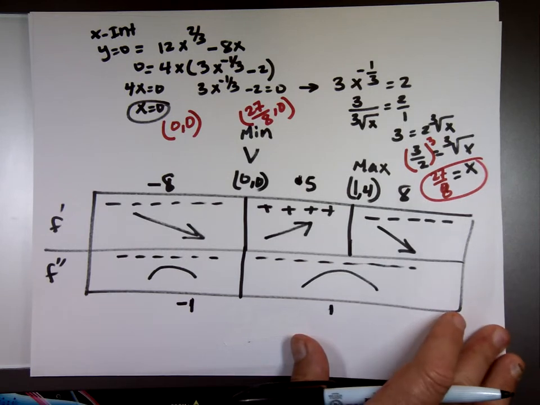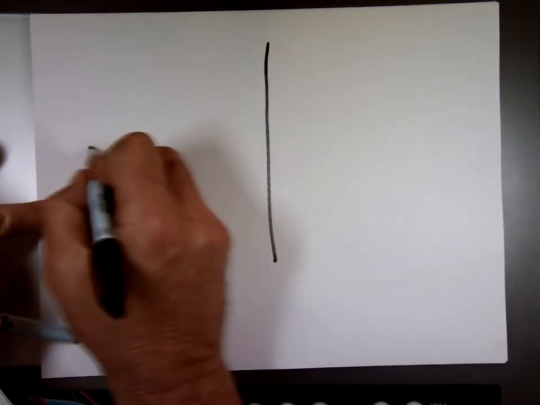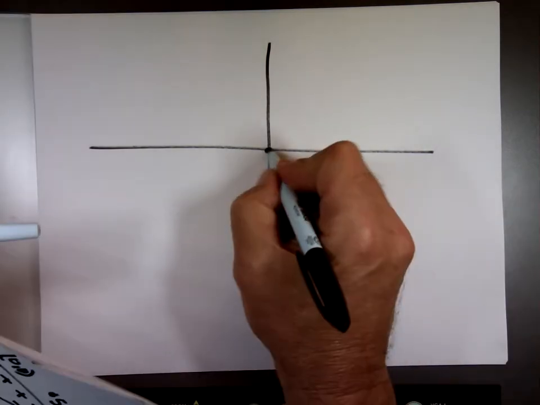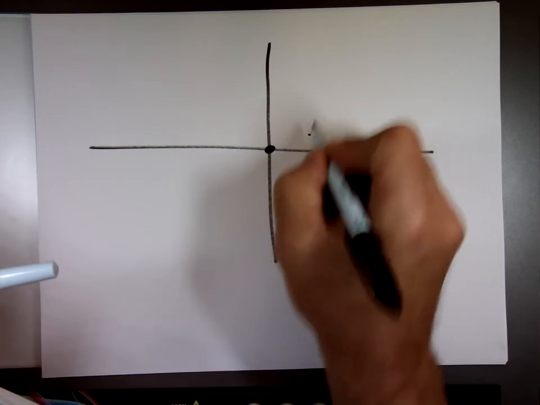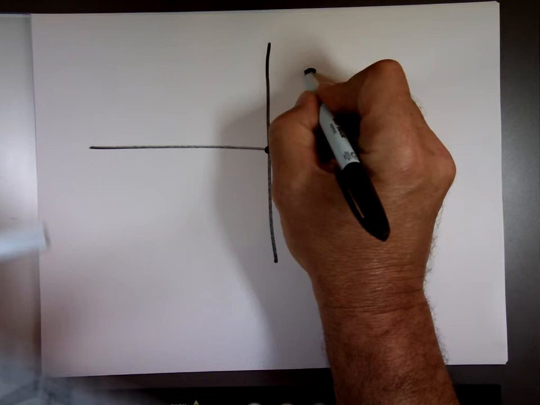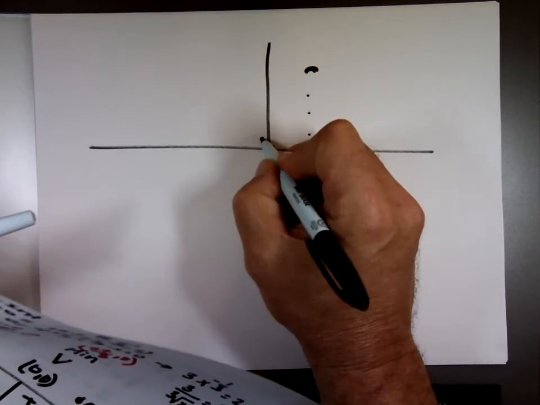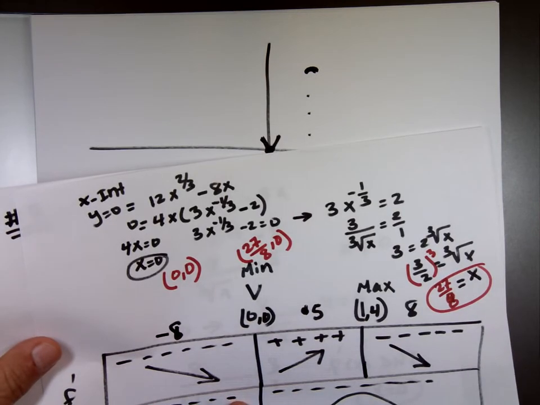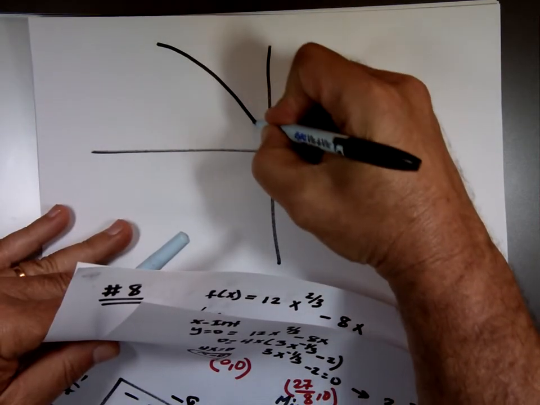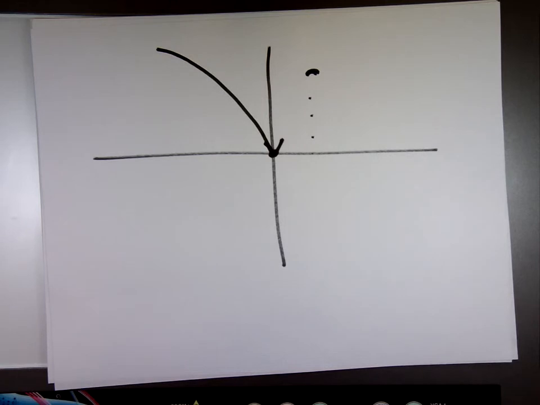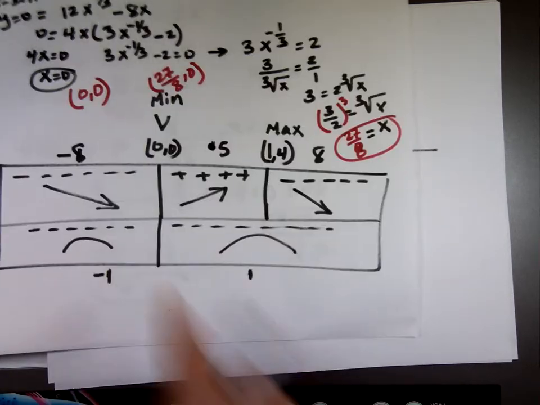Here we go. Let me graph it. We have (0, 0) and (1, 4). (1, 4) is a max, (0, 0) is a min, but that's a V shape. Before (0, 0), the function is decreasing, concave down. That's the only way: decreasing, concave down. What happens after that point? Increasing, concave up. It's a V shape.